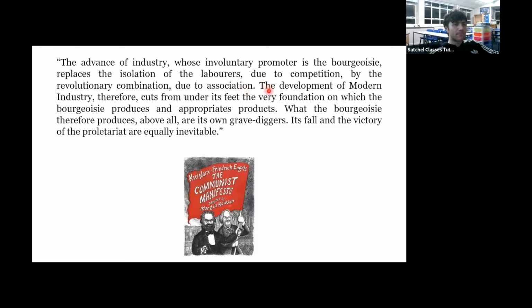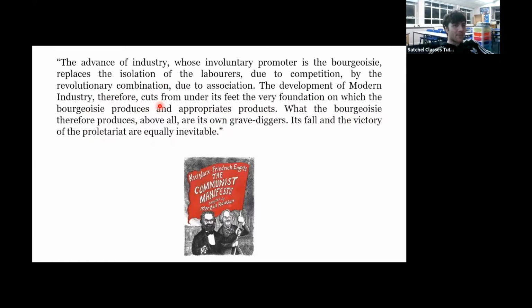Let's go on. The development of modern industry, therefore, cuts from under its feet the very foundation on which the bourgeoisie produces and appropriates products. What the bourgeoisie therefore produces above all are its own grave diggers. Its fall and the victory of the proletariat are equally inevitable.